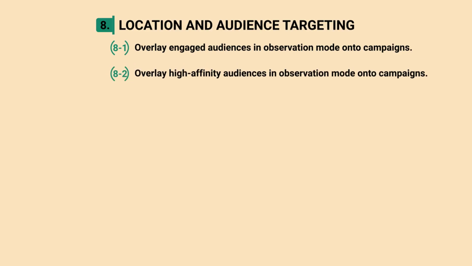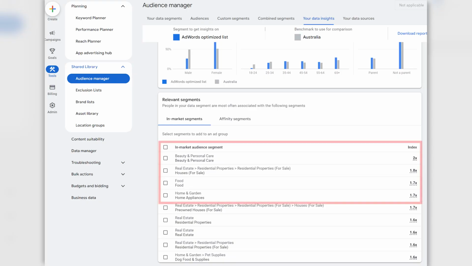Overlay high affinity audiences in observation mode onto campaigns. Go to your audience manager, then click your data insights. Use the top 5 audiences as these will likely have the highest conversion rate. As data rolls in, you can probably add a bid modifier of 10% on the audiences to increase volume.